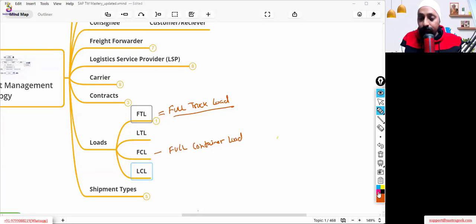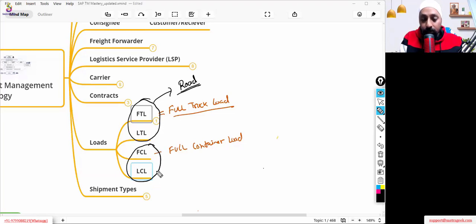So these two, FTL and LTL, we generally use in our road scenario. Where the shipment is made through road, we generally use FTL and LTL terminology. Where the shipment is made through ocean, we use FCL or LCL, full container load or less than container load. That's what we use.